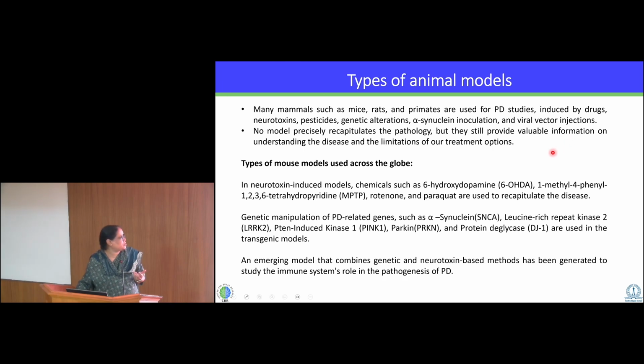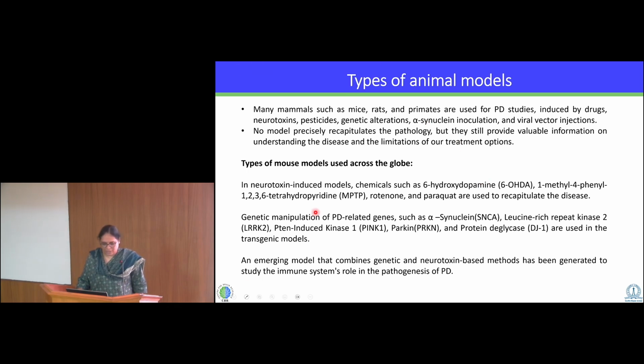There are many models used, like mice, rats, and primates, and many drugs, neurotoxins, and pesticides are used, as well as genetic alterations, alpha-synuclein inclusions, and viral injections. But no model actually replicates the full pathology of PD. We often use two different approaches to get the full array of symptoms that we see.